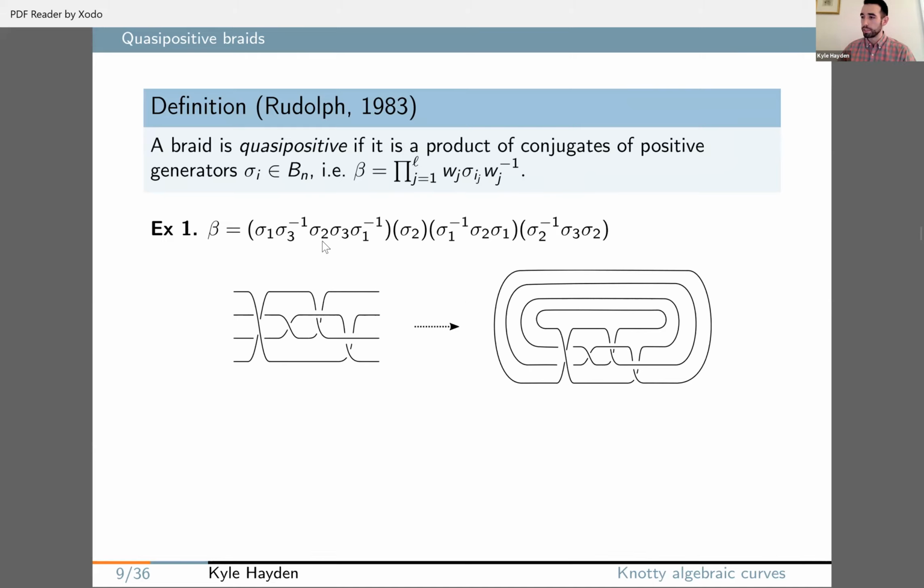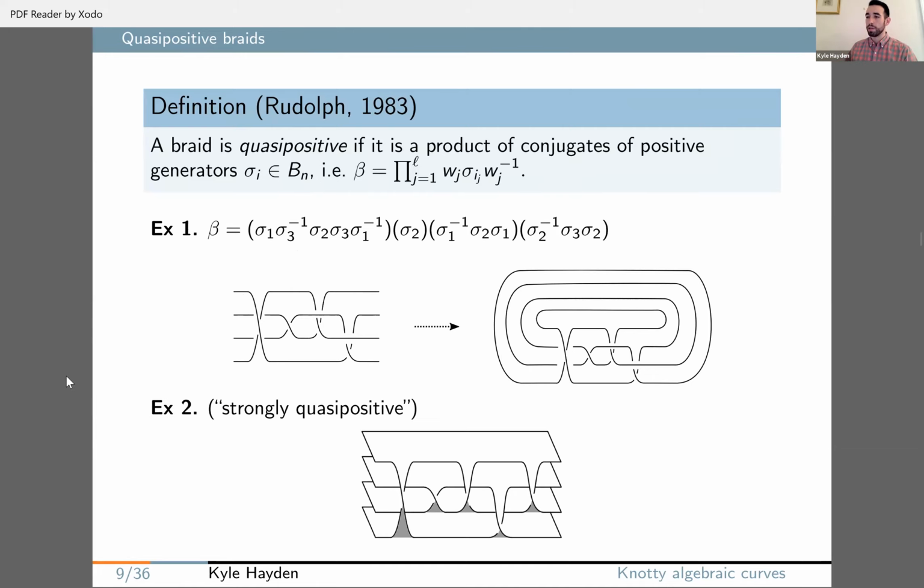Okay, so what do these look like? Here's an example. This is a product of 4 terms. Each one is some central positive term that's been conjugated. And visually, the effect is that you see these bands in the braid words. When you close this up, you get some knot or link. And here's a second example.